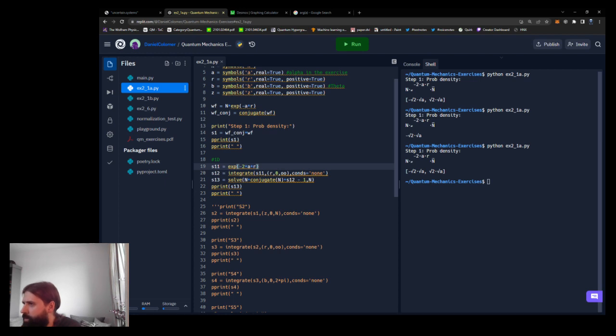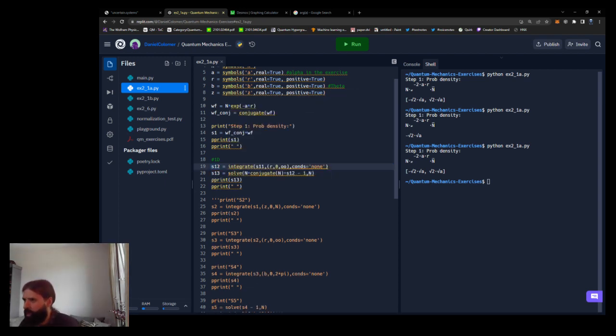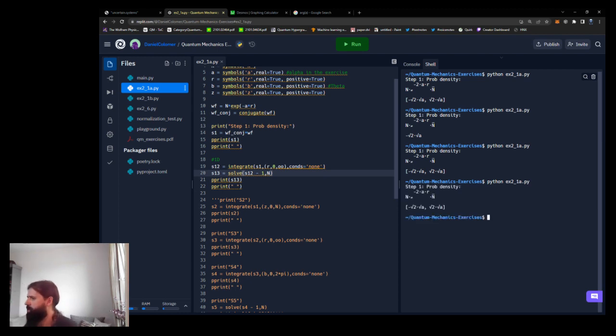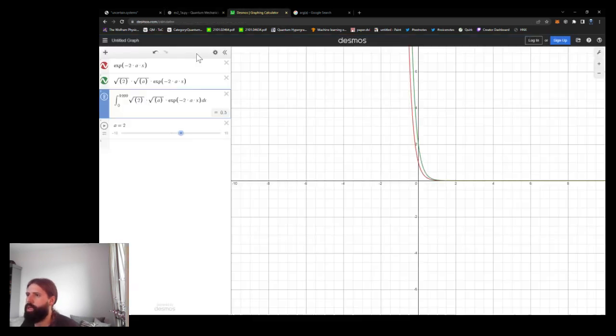Maybe it's just too messy. Let's do it with S1. So we integrate S1 and then solve these. Do I get the same? Should get the same. Square root of 2 times square root of a. Oh, a. Yeah, that's correct.